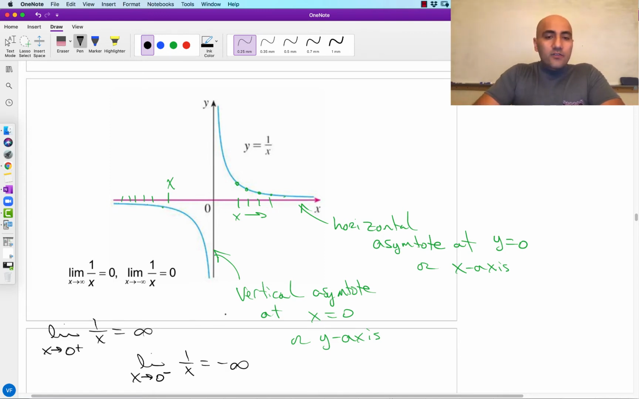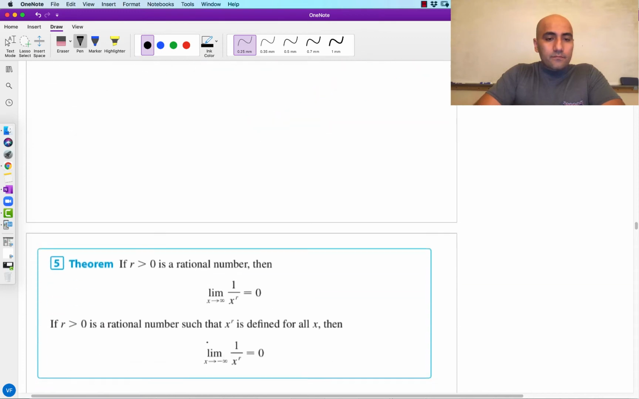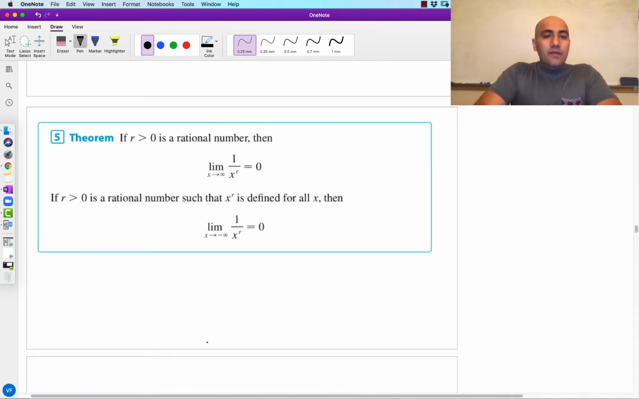Okay, well, all of this leads to a generalization of what happens with functions that fit a particular form. And this is the theorem that we have to adopt. If r is a positive rational number, greater than 0, then the limit as x approaches infinity of 1 over x to the r power is going to be 0. If r is a positive rational number such that x to the r power is defined for all x, then the limit as x goes to negative infinity of 1 over x to the r power is also going to be equal to 0.